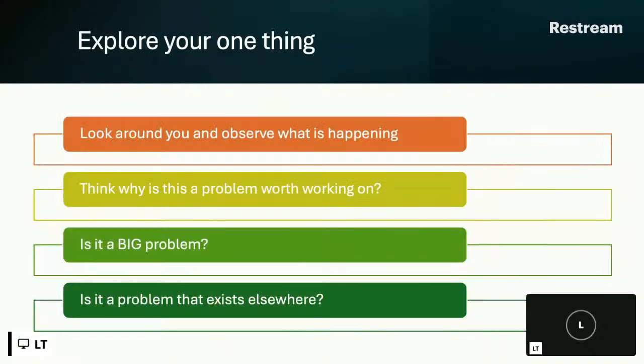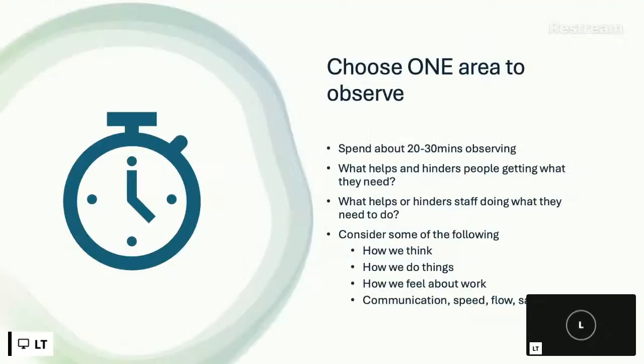Fine, let's move on. It's important to explore your one thing by looking around you and observing what is happening. Why is it a problem? Is it a big problem or a small problem? Try and think if it exists elsewhere too. And once you've chosen your one thing, the next step is to explore it in greater detail.